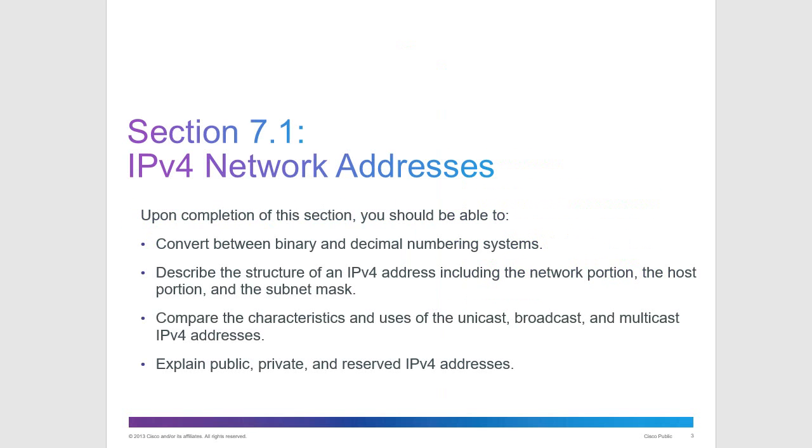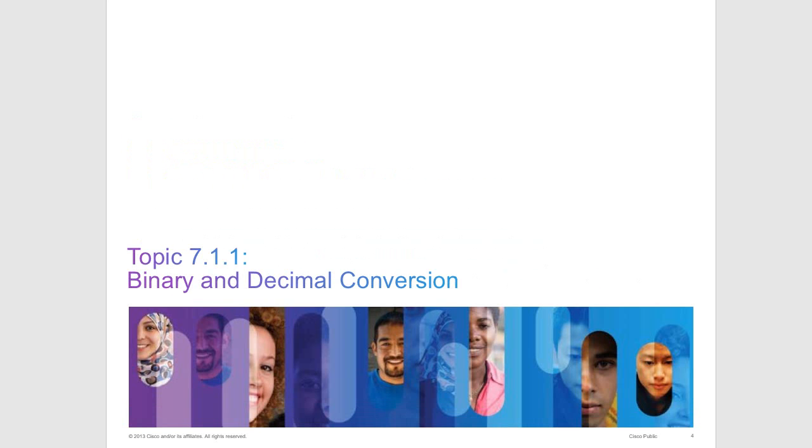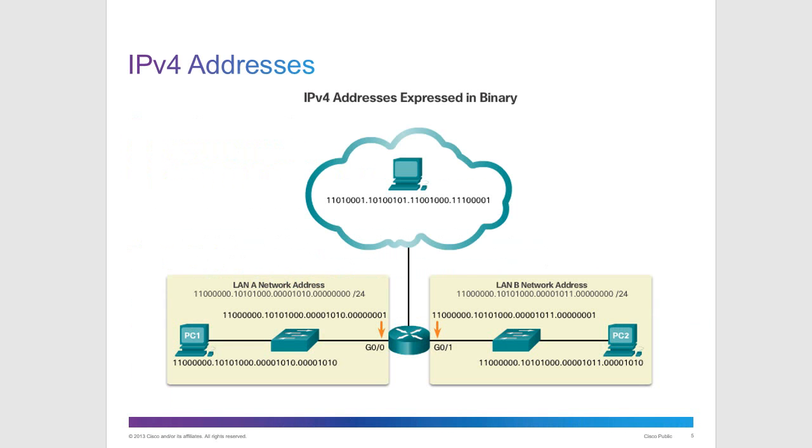With IPv4 network addresses, we'll be describing the types of classes of network addresses, what CIDR notation is, unicast versus broadcast versus multicast. So let's go ahead and get started. And our first section is on binary to decimal translation. Okay, or conversion, I should say.